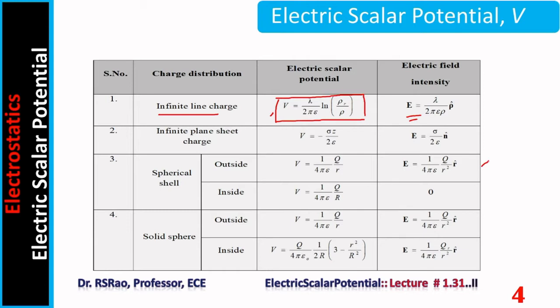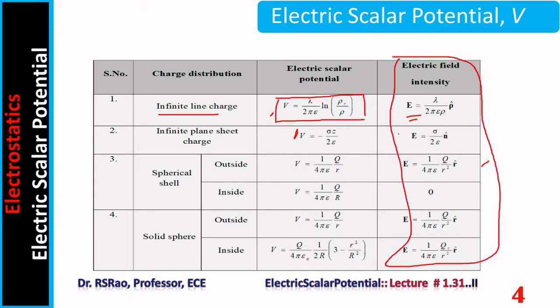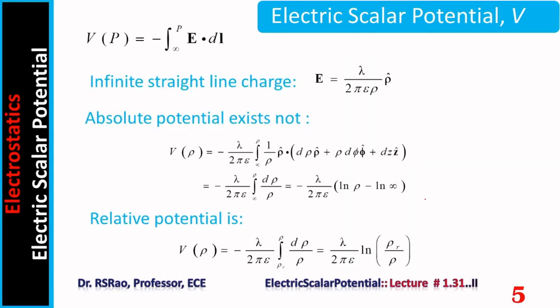As already mentioned, in the first half of this session our focus is on finding potential using field. The field expressions are available in the last column, and the expressions for potential are in the last but one column. So we are going to use fields in the first half. That's why we consider infinite straight line charge and use this expression, the defining relation connecting potential and field intensity. This relation we use to find out potential at a point P.